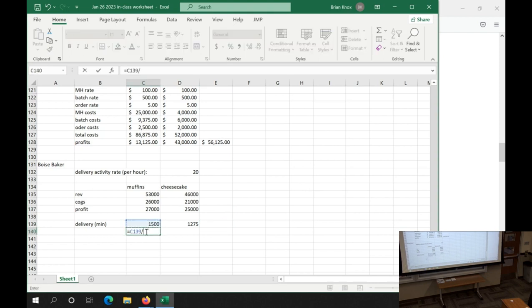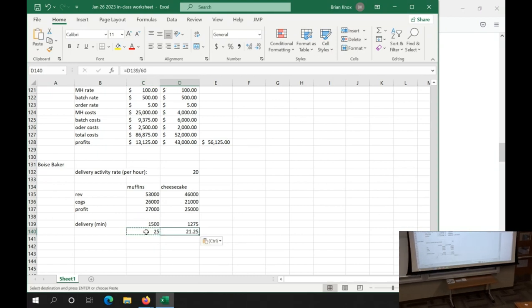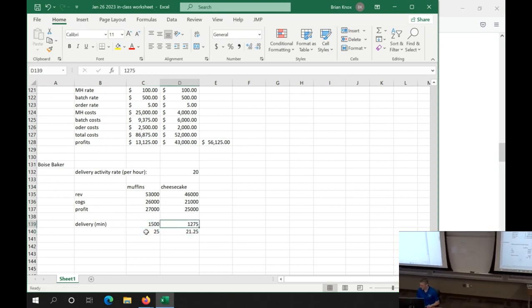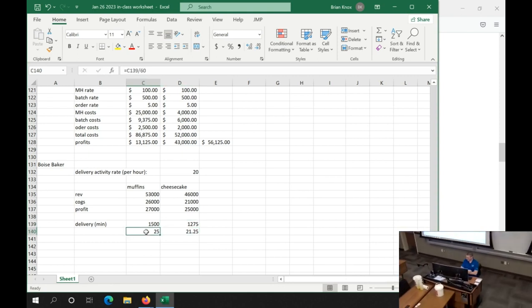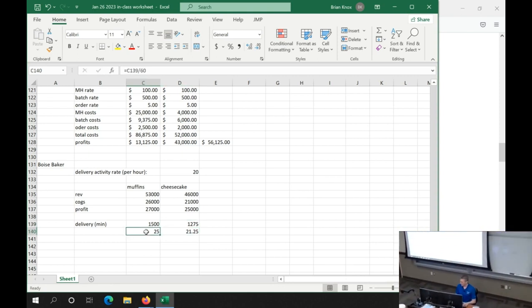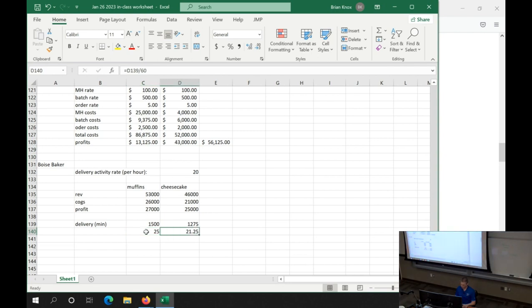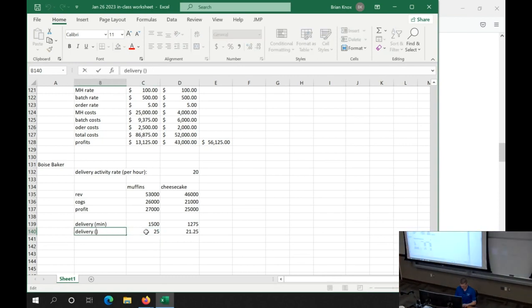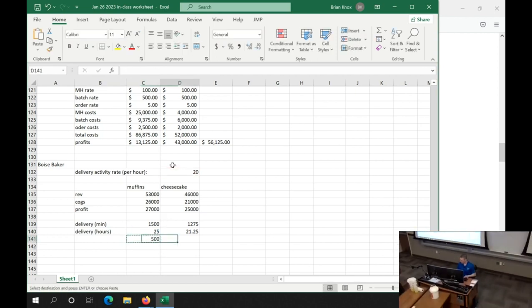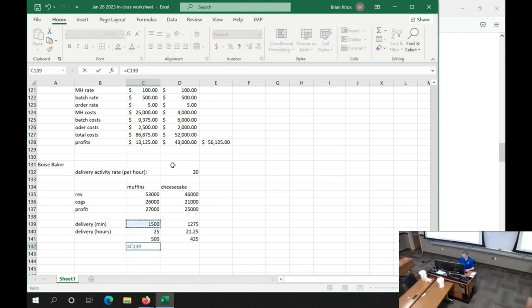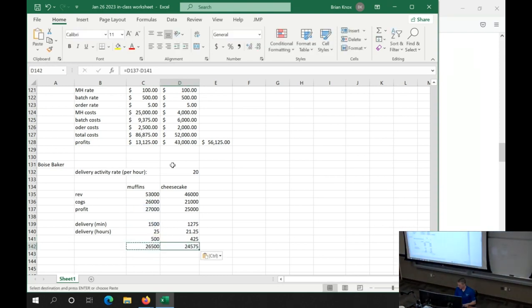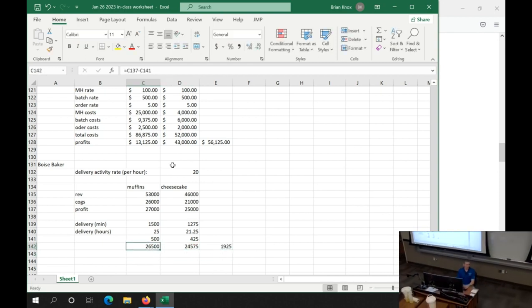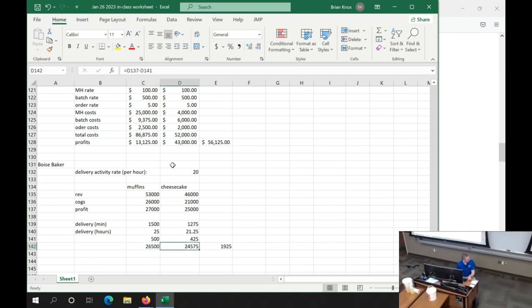So let's convert this into hours and that into hours. So 1,500 delivery minutes for muffins and 1,275 delivery minutes for cheesecakes gives us respectively 25 hours of delivery for muffins and 21.25 hours of delivery for cheesecake. So let's multiply that by our rate. So there's an additional cost for each of these. And it looks like muffins are $1,925 more profitable now than cheesecake.